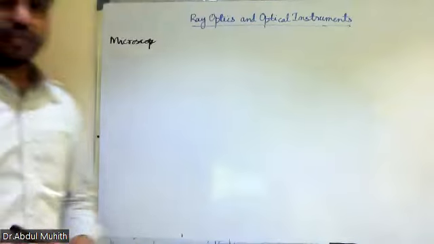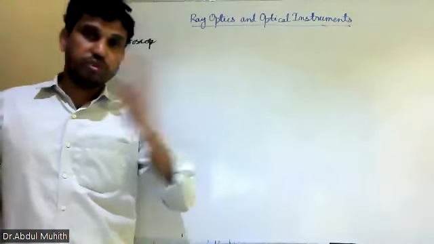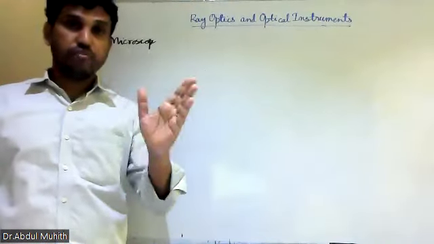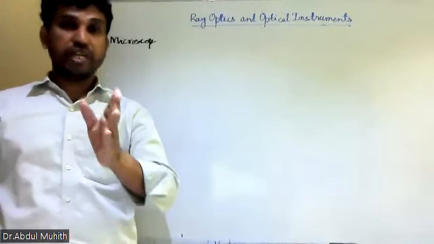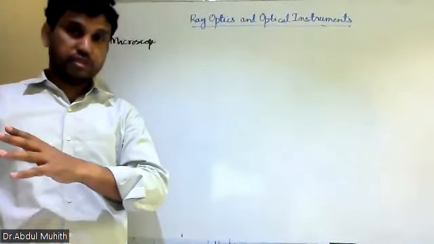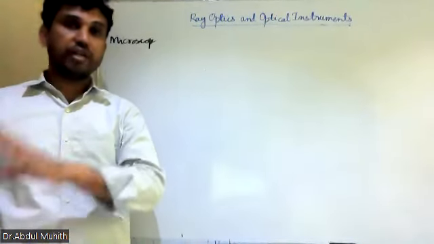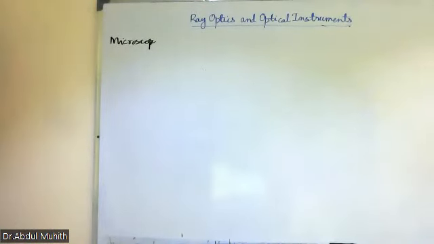Once again, the classification: in optical instruments we have microscopes and telescopes. In microscopes we have two: simple and compound. In telescopes we have terrestrial and astronomical. And again in astronomical we have reflecting and refracting. That is how the classification takes place.